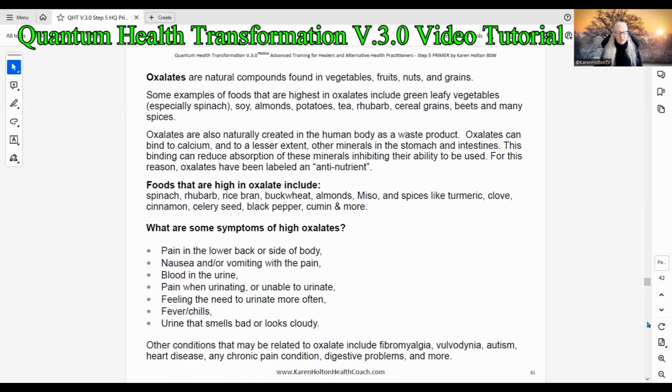Other conditions that may be related to oxalate include fibromyalgia, vulvodynia, which is a painful vulva, autism, heart disease, any chronic pain condition, digestive problems, and more. So if you suspect you have an oxalate problem, please do some research and modify your diet. And it's hard in the beginning because so many things contain anti-nutrients, and we wonder, what are we going to eat? Well, I've got a solution further on in this presentation.